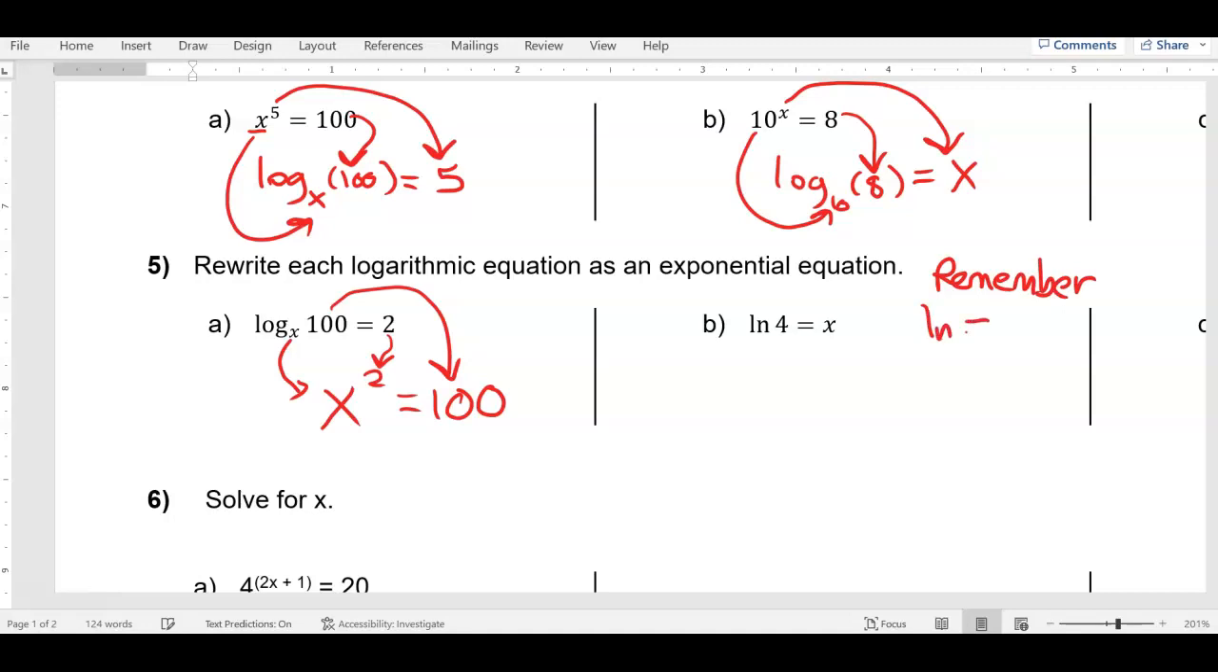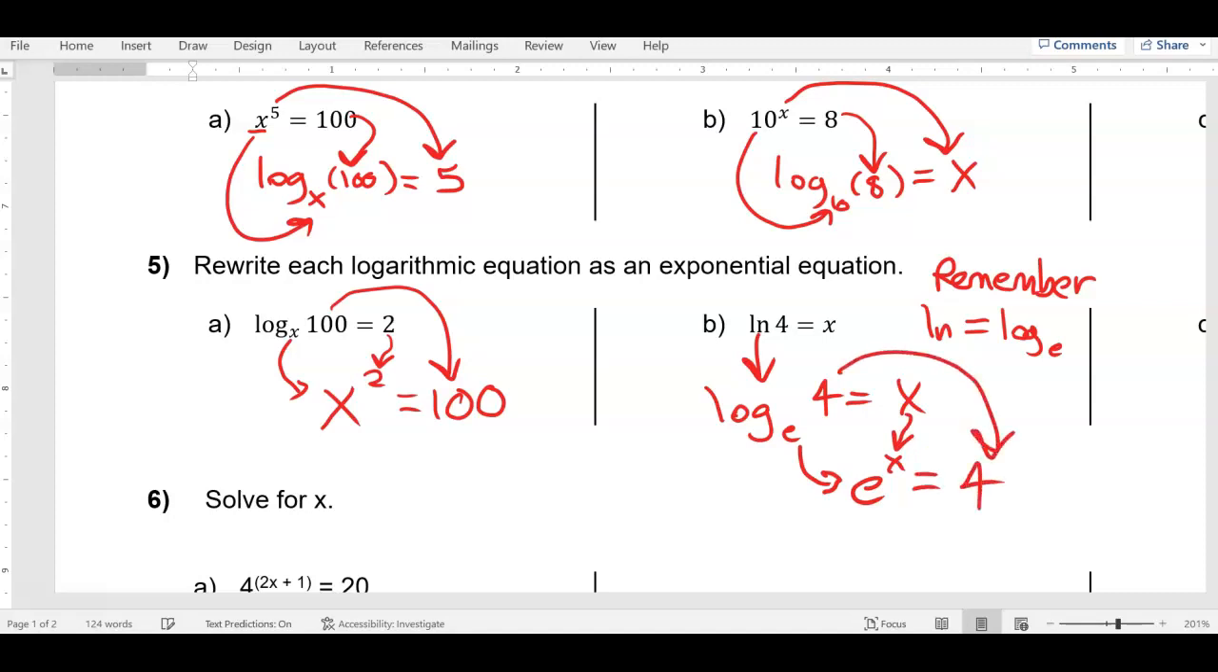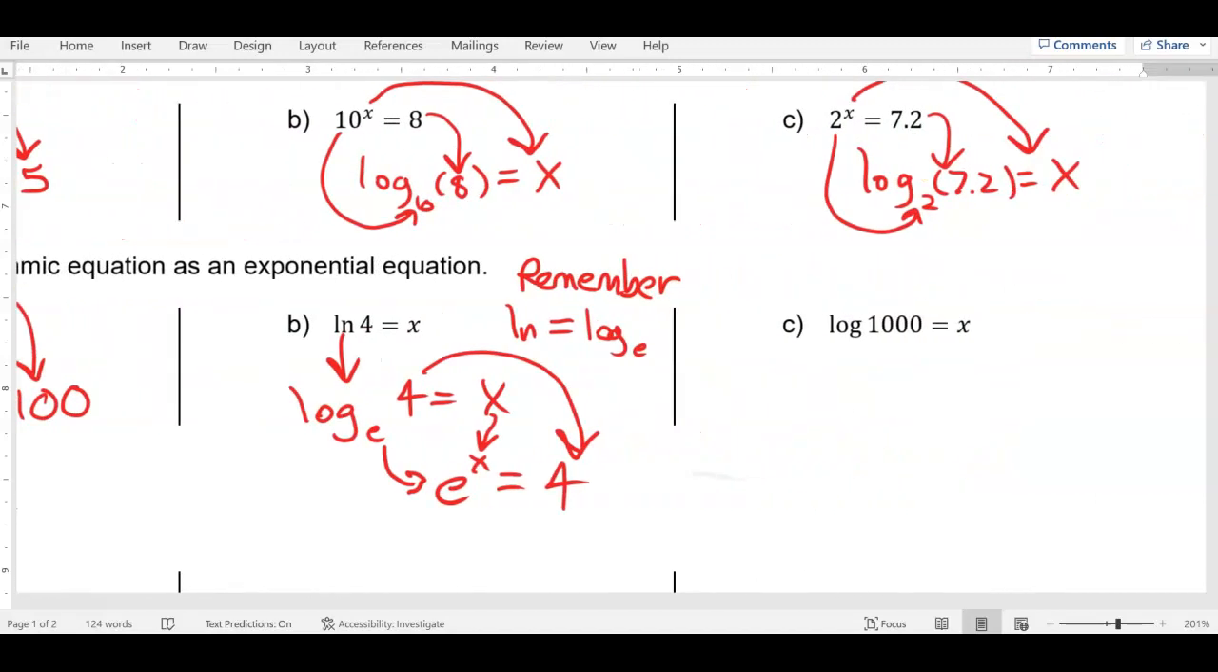Now we need to remember, ln, natural log, really means log base e. So this really means log base e of 4 equals x. Well, once I know that, then I know the little base is the base. What it equals to is the exponent, and that equals the argument. Cool.